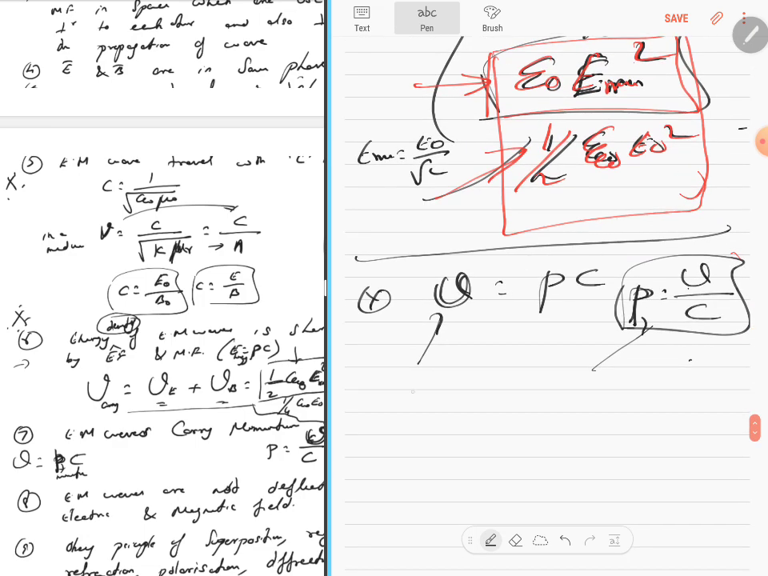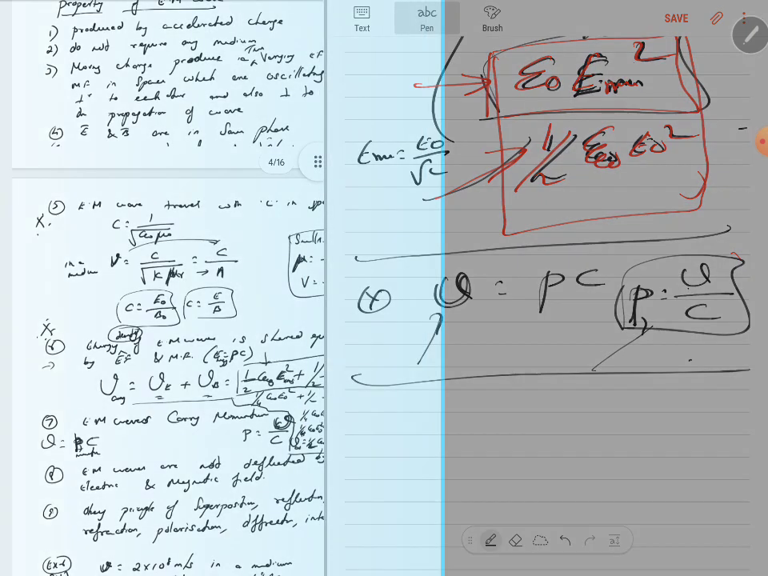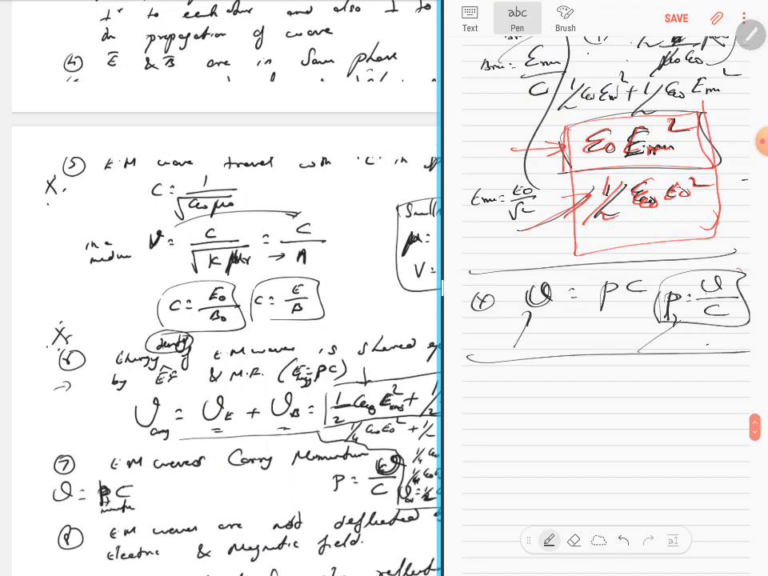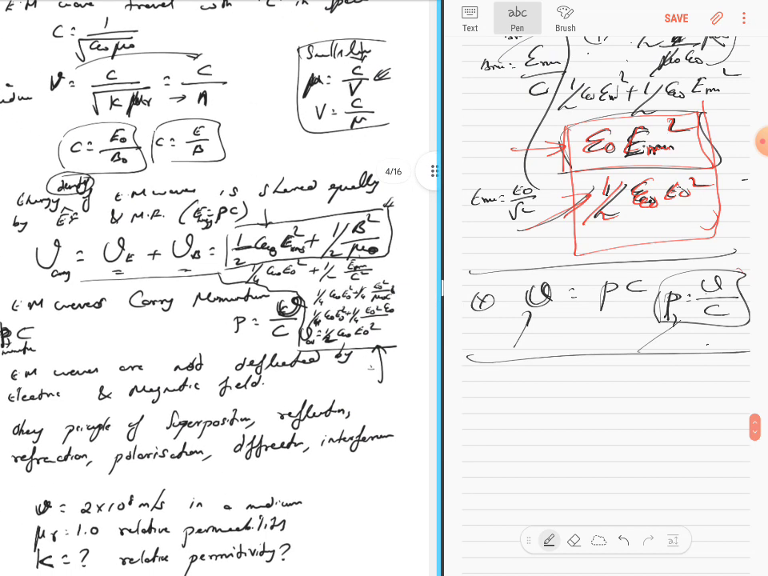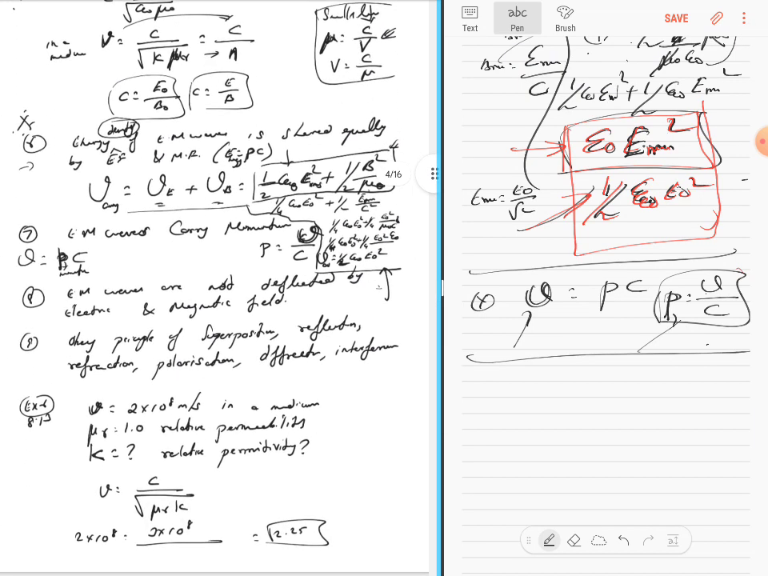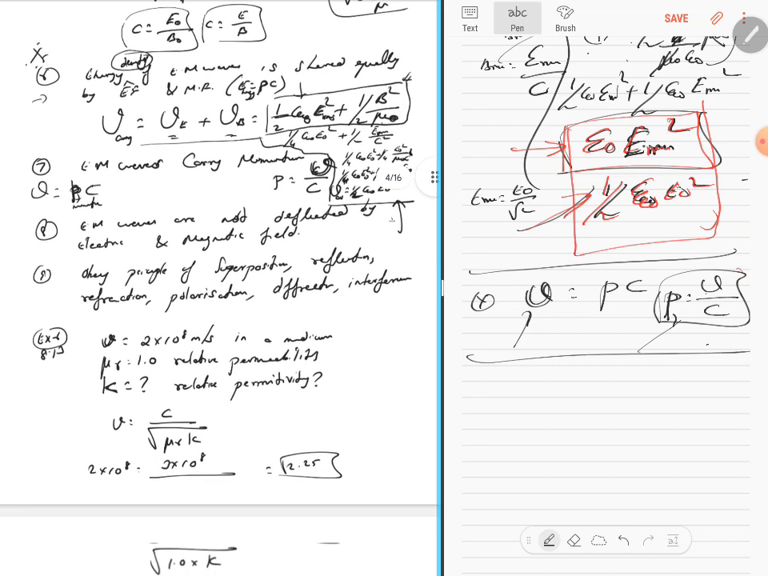And so then the electromagnetic wave's next properties can be just memorized. Electromagnetic waves are not deflected by electric and magnetic fields. Then they obey the principle of superposition, reflection, refraction, polarization, diffraction, interference. And these are all the properties of electromagnetic waves.